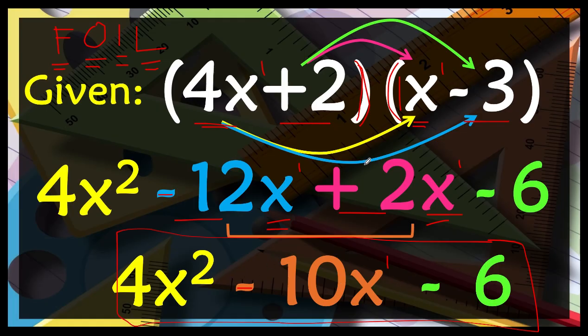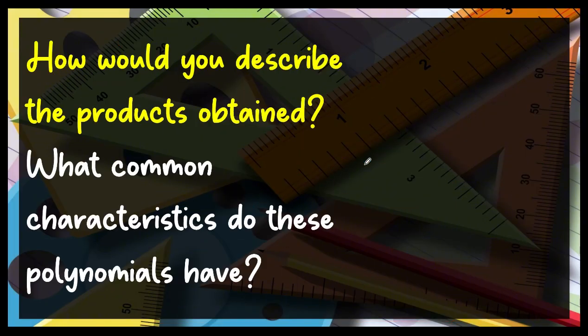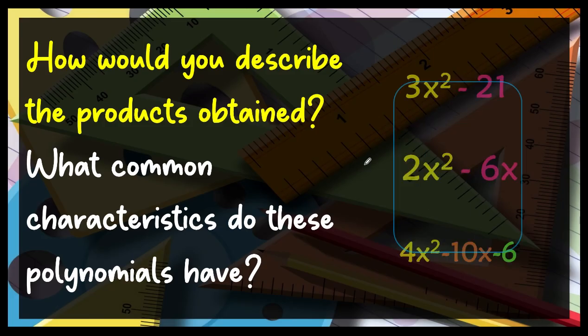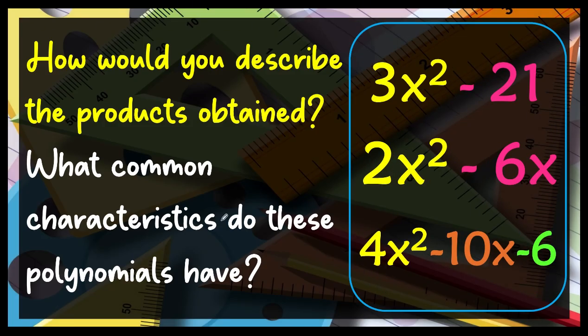Okay, so yung skills na to ay gagamitin natin sa lesson natin for today. So our lesson is all about, wala pa pala. Sorry. So sabitan na po pala dito, how would you describe the products obtained? What common characteristics do these polynomials have? So ito yung mga products na nakuha natin kanina. So kung mapapansin nyo, ano daw yung common sa kanila? So lahat sila, the highest degree of the exponent is 2. So, yan po yung lesson natin ngayon.